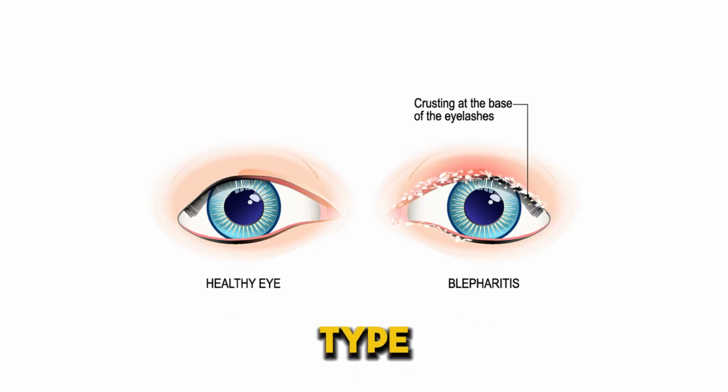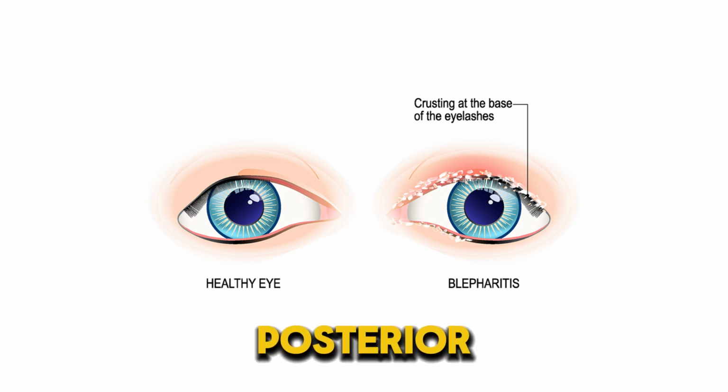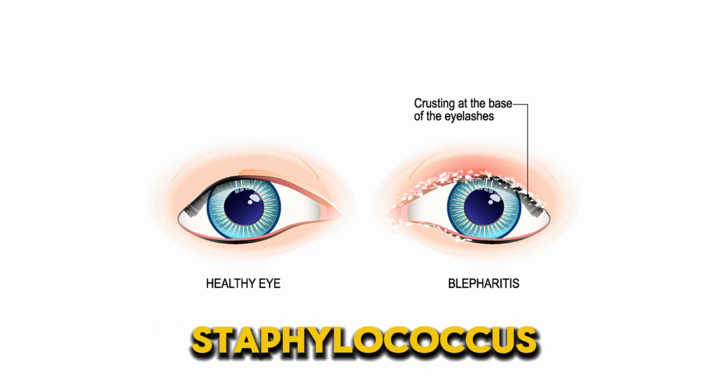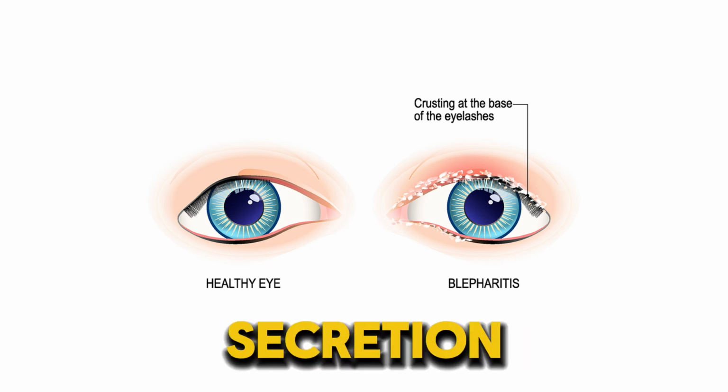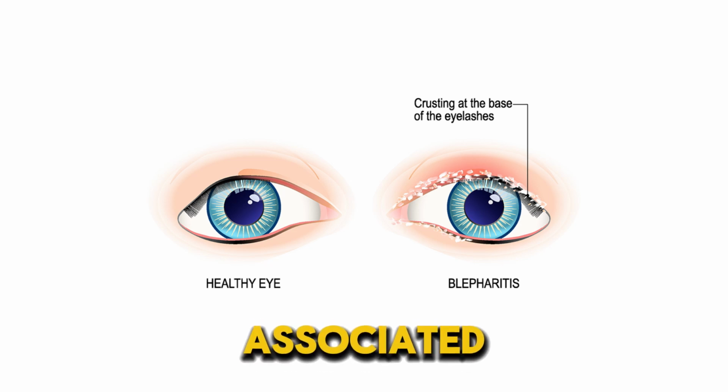Etiology depends on the type. Now, we all know that there are two types of blepharitis, anterior and posterior. Anterior is due to staphylococcal infection, while posterior is due to meibomian gland dysfunction, which leads to abnormal lipid secretion, often associated with poor lid hygiene.